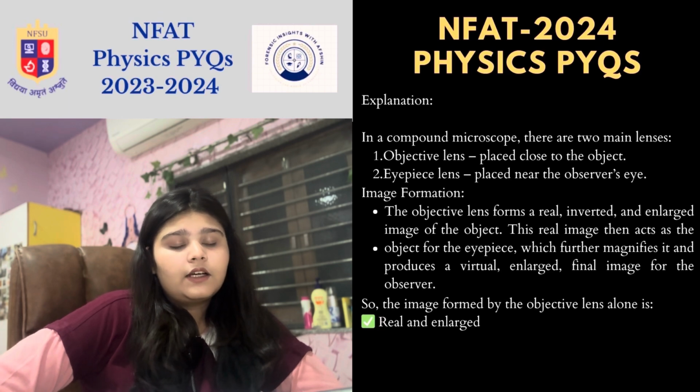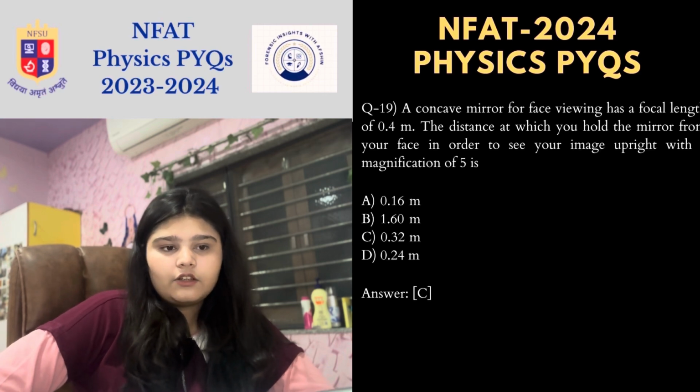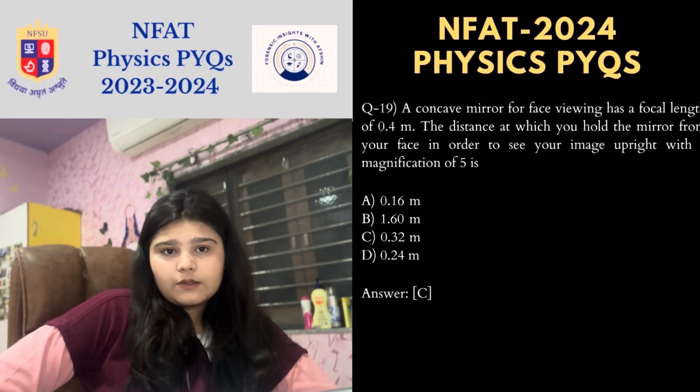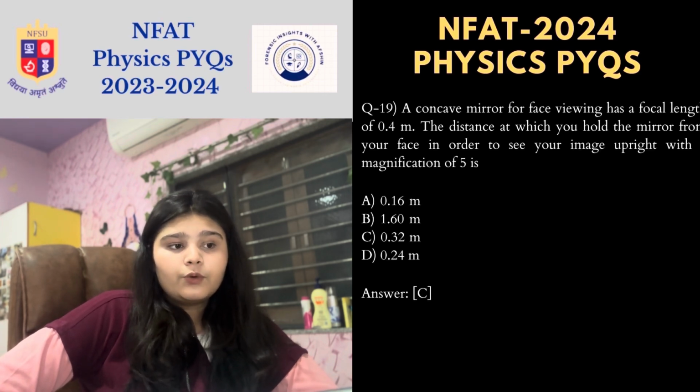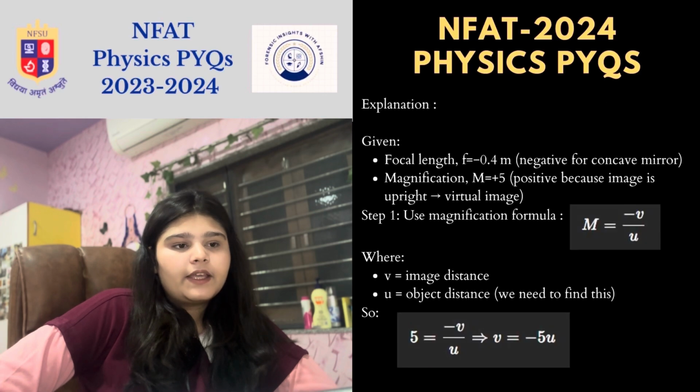Then finally a numerical. A concave mirror for face viewing has a focal length of 0.4 meter. The distance at which you hold the mirror from your face in order to see your image upright with a magnification of 5, मतलब magnification को दिया है 5. ये सब हमको लिखते रहना है. तो हम क्या करेंगे कि focal length which is 0.4 meter, but यहाँ पे क्या है, हमको already दिया है concave mirror, so that will be negative obviously. So we'll write it as minus 0.4 and magnification they have given as plus 5.